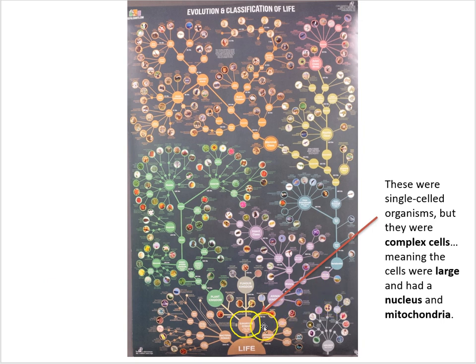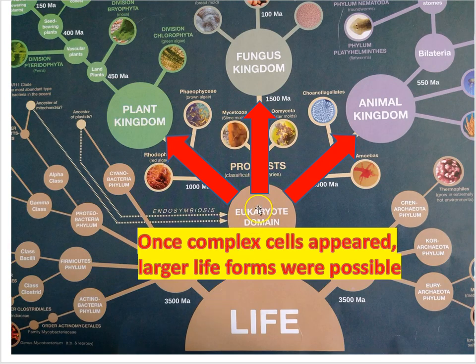Now, these were single-celled organisms, but they were complex cells, meaning that they were large cells. They had a nucleus and other intracellular structures called mitochondria. So these were large cells here, and those single-celled organisms will give rise to the multi-celled organisms. So once these complex cells appeared, larger life forms were possible because those complex cells would get together into larger colonies to form what we call animals and fungi and plants.